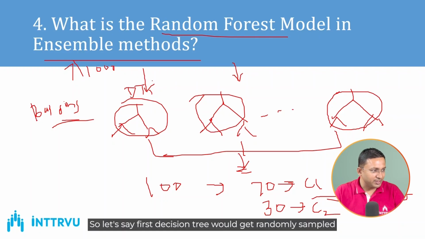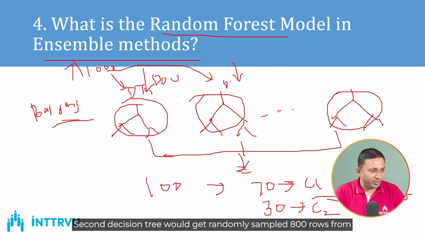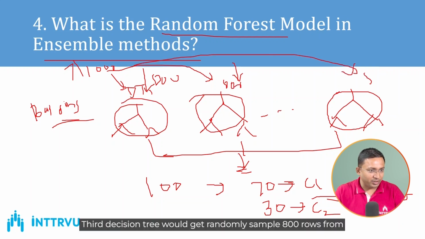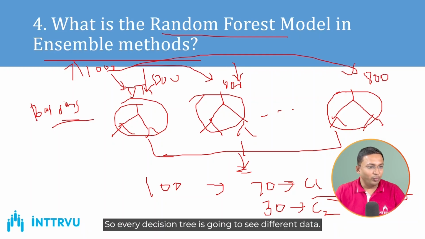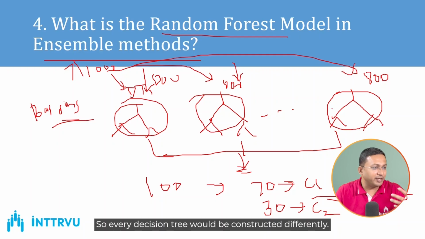So let's say the first decision tree would get randomly sampled 800 rows from the data. The second decision tree would get randomly sampled 800 rows from the data. The third decision tree would get randomly sampled 800 rows from the data. So every decision tree is going to see different data, so every decision tree would be constructed differently.